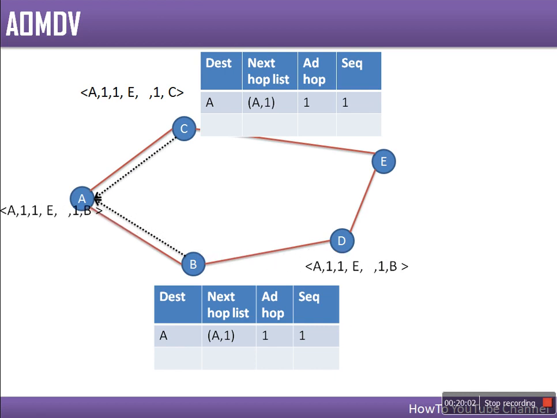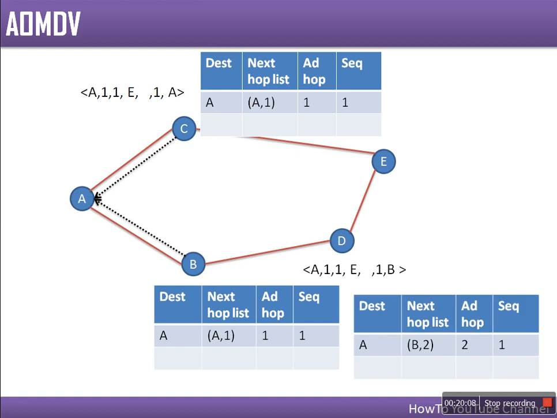So these packets are again rebroadcast. Now when D receives this information, D will find out that in order to reach this node, I have to contact B, or I have to forward my packet to B, and B is one hop away from node A. So the total distance between D and A will be 2. So the next hop will be B for destination A, the total hop count is 2, and the advertised hop count will be 2. The sequence number will be taken from the packet. So this is the way they set up their reverse path.